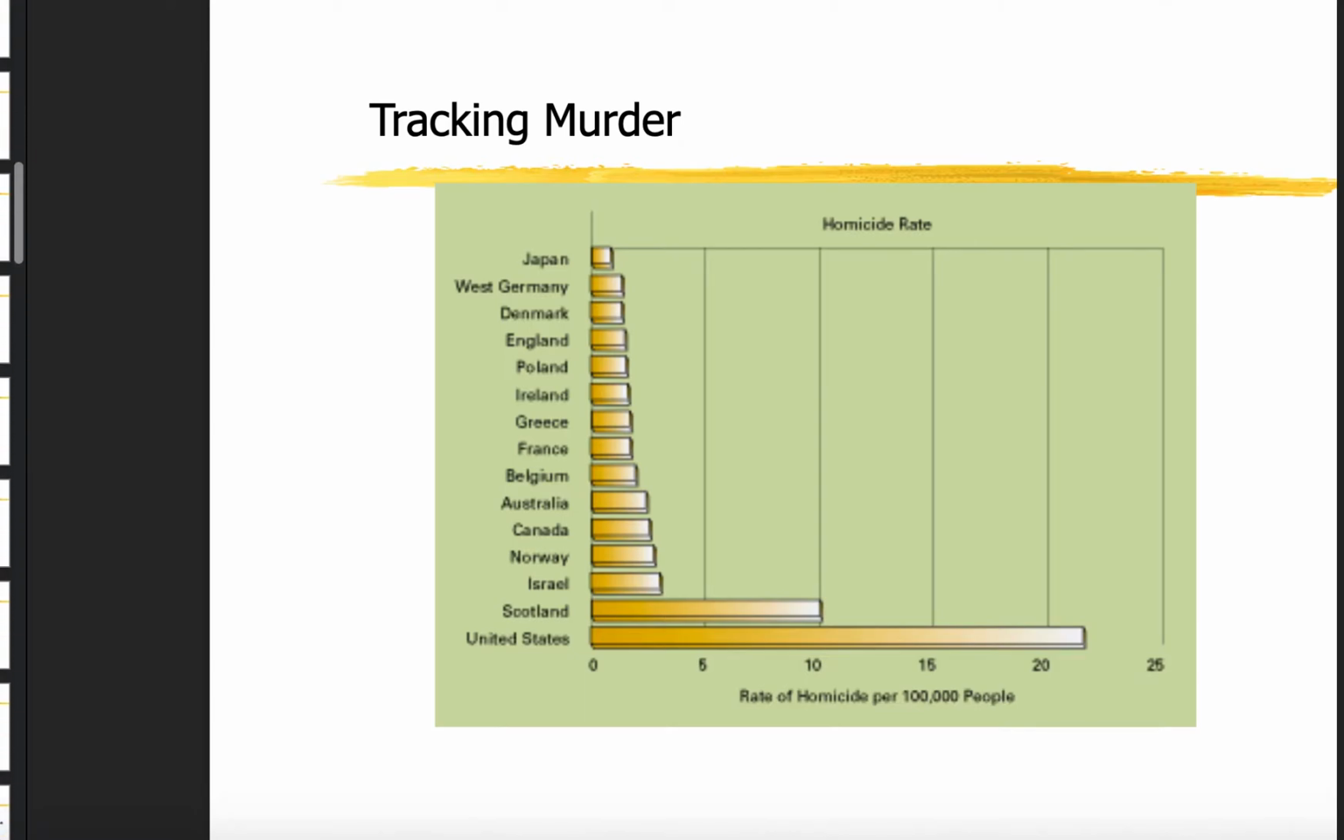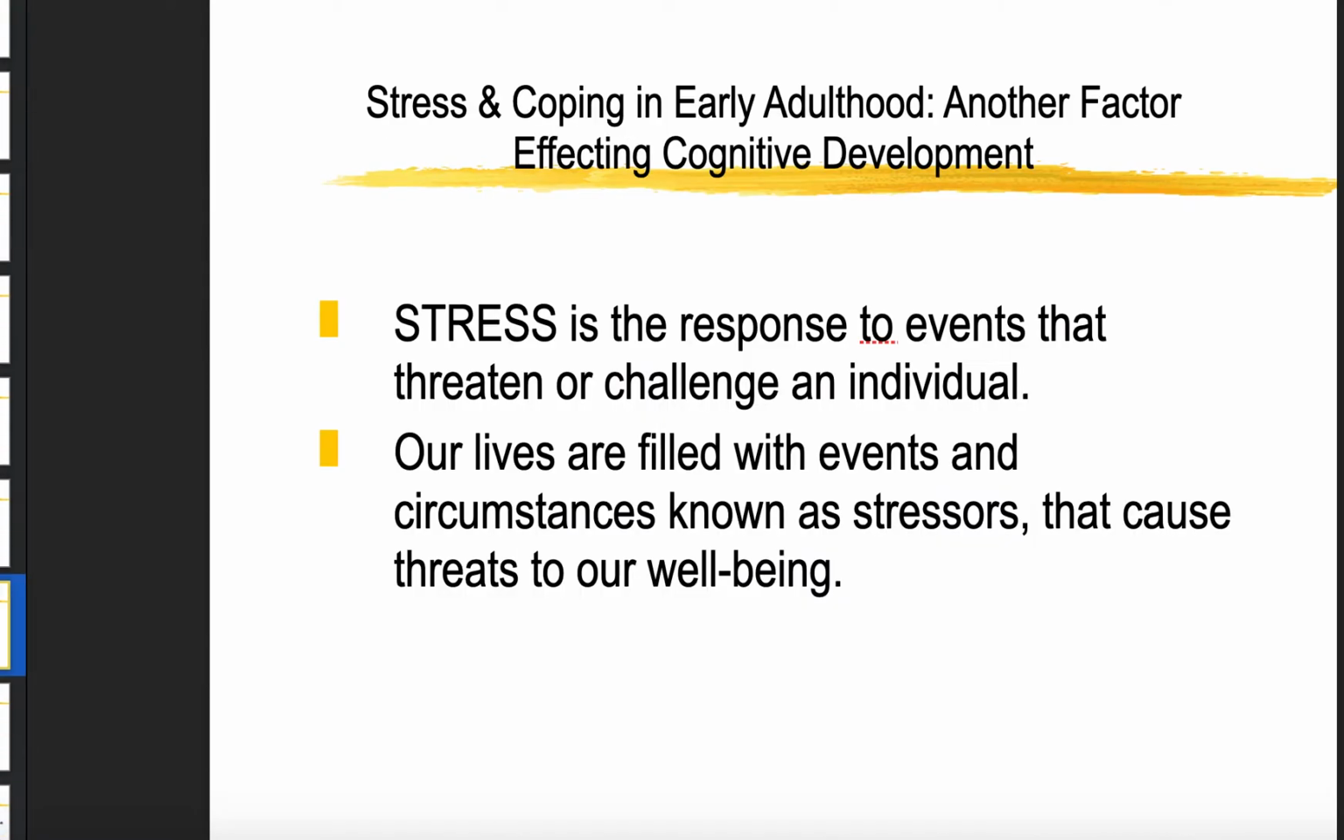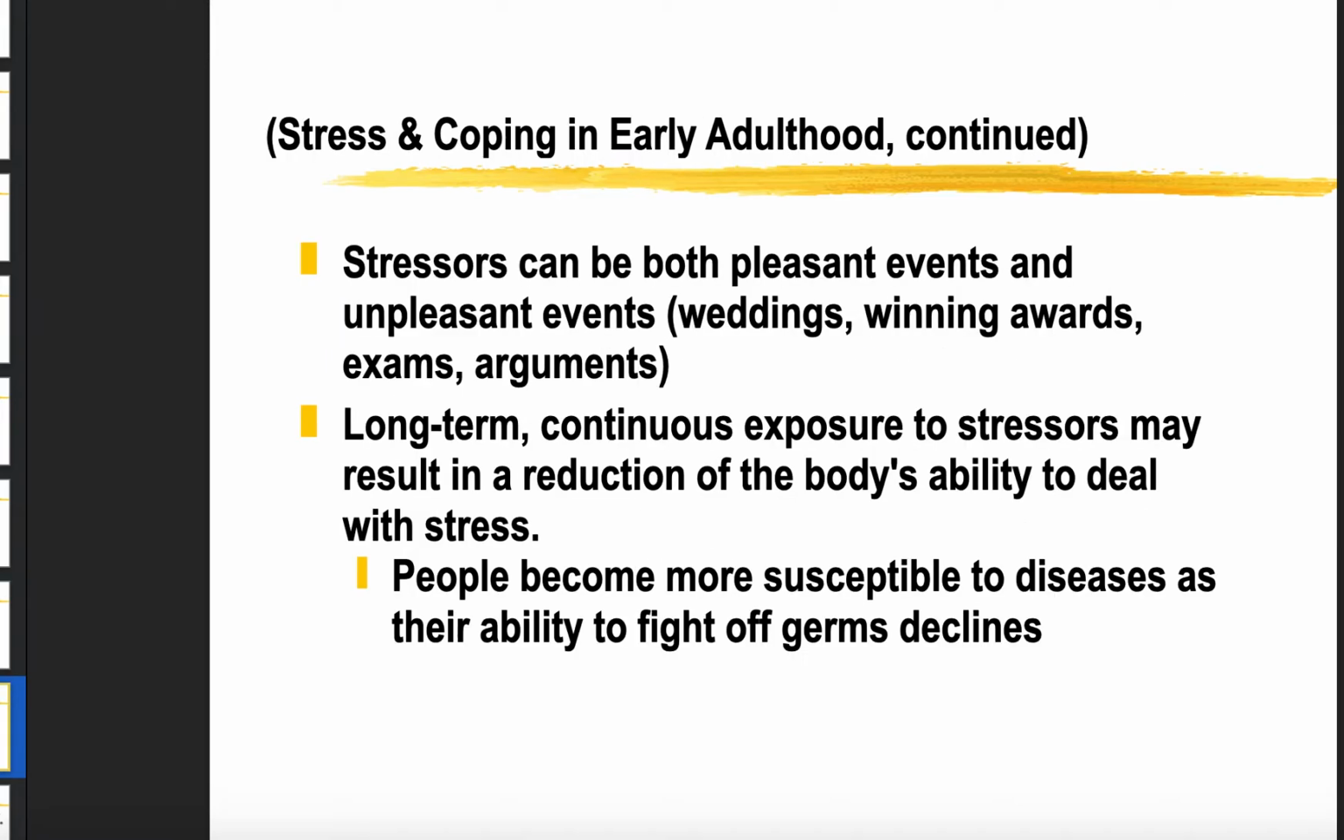I'm just going to flip down to another slide here, and the slide is linked to what I've just presented, and it's all about stress and coping. Now, stress is a response to an event that is either challenging or threatening. However, what we have to understand is that there are events and circumstances that are both positive and negative that can deal with stress. So stresses can be pleasant events and unpleasant events.